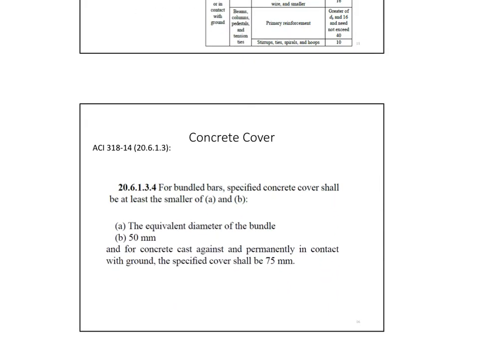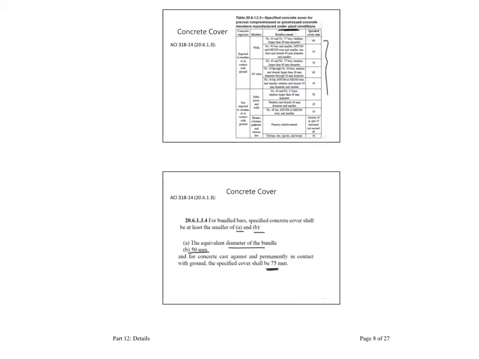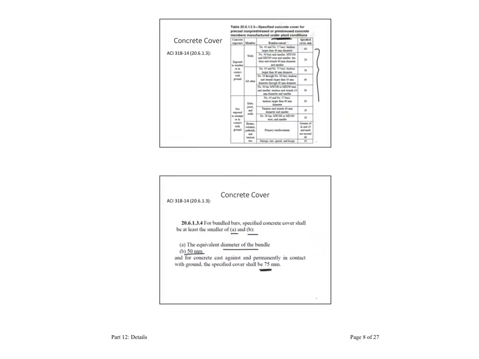For bundled bars, the specified concrete cover shall be at least the smaller of A and B: the equivalent bar diameter of the bundle, or 50 millimeters, right? So you take all the requirements before and then add to those requirements that you cannot exceed the equivalent bar diameter or 50 millimeters. For concrete cast against and permanently in contact with ground, you shall go with the 75 millimeter all the time.